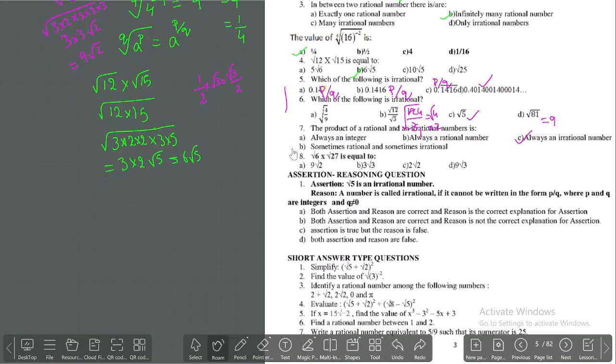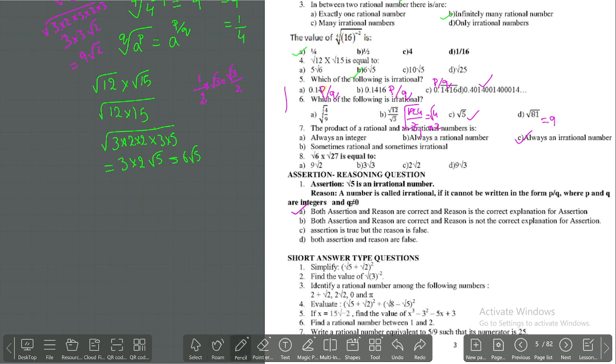Right. Now, assertion and reason. Root 5 is an irrational number. A number is called an irrational number if it cannot be written in the form p by q, where p and q are integers and q is not equal to 0. Both assertion and reason are correct, and the reason is the correct explanation.